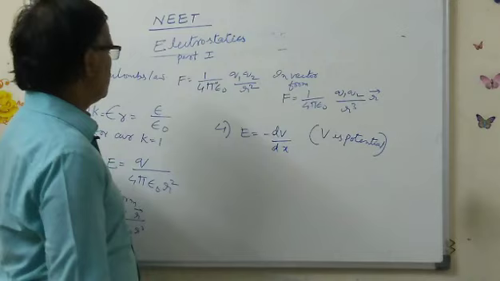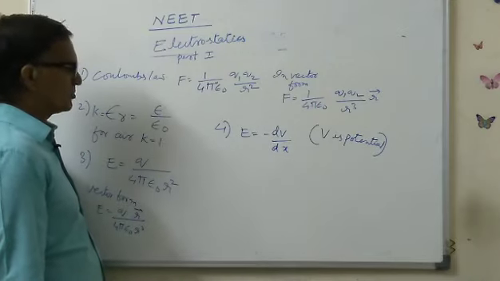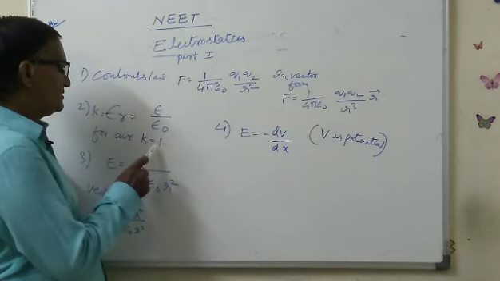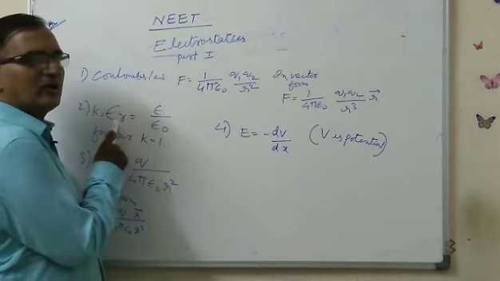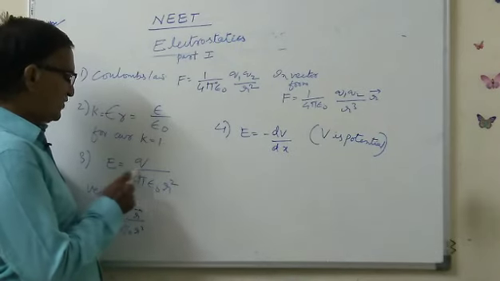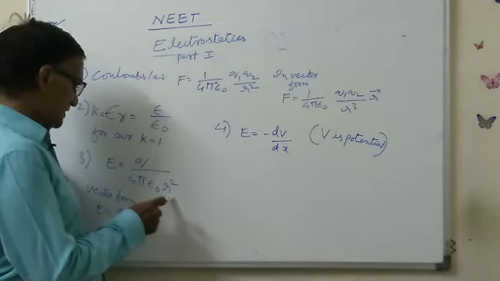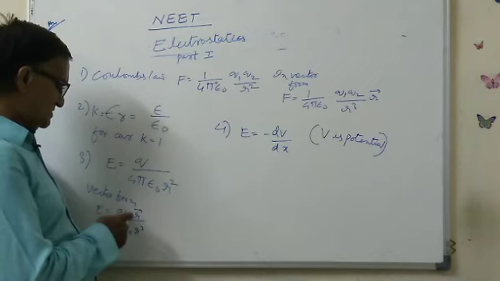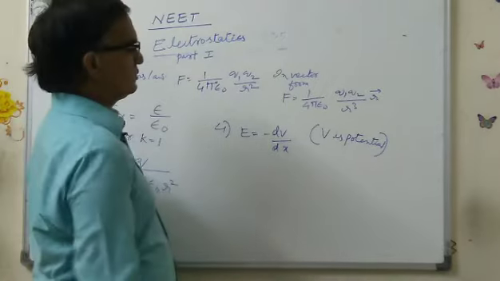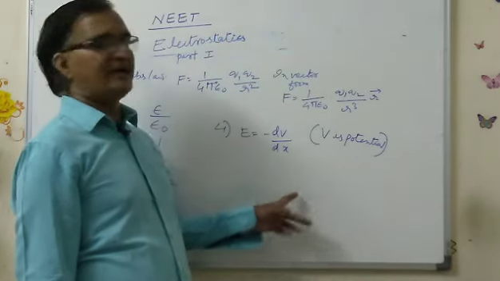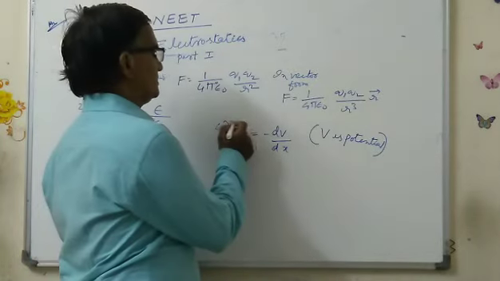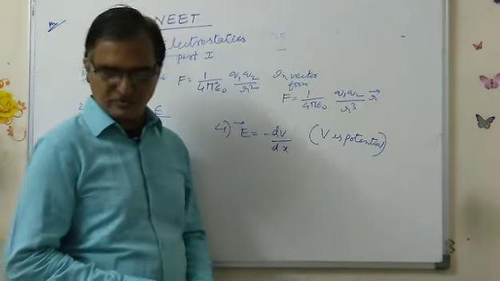Epsilon is the permittivity of the medium, by the permittivity of free space. For air, K is equal to 1; relative permittivity is epsilon R, or K, the dielectric constant. Similarly, electric field E is equal to Q by 4 pi epsilon naught R square. In vector form, it can be written as Q by 4 pi epsilon naught R cube into vector R. E is equal to minus dV by dx, where V stands for potential and E stands for electric field. These are some basic formulas we are going to use now.